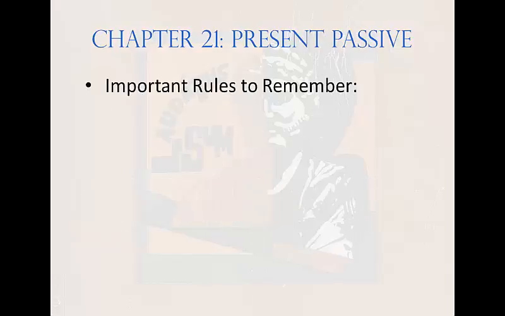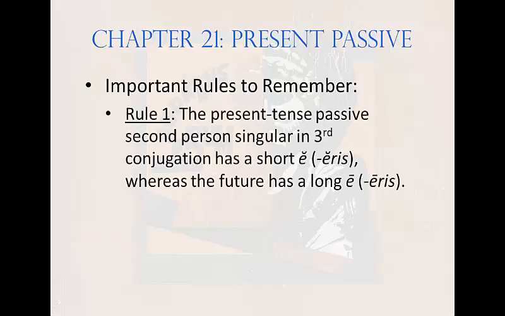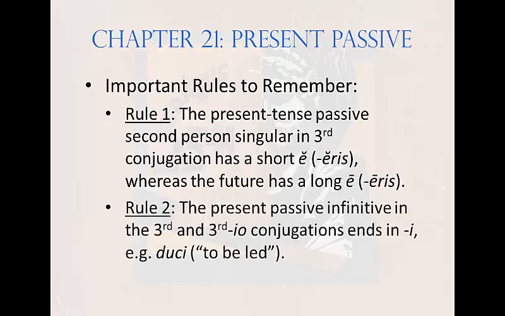There are two rules which you should remember here. Rule 1. The present tense passive second person singular in third conjugation has a short E, producing the ending -eris, whereas the future has a long E, producing an -aris ending. Rule number 2. The present passive infinitive in third and third IO conjugations has no R. It ends in just I, as in duci, to be led.